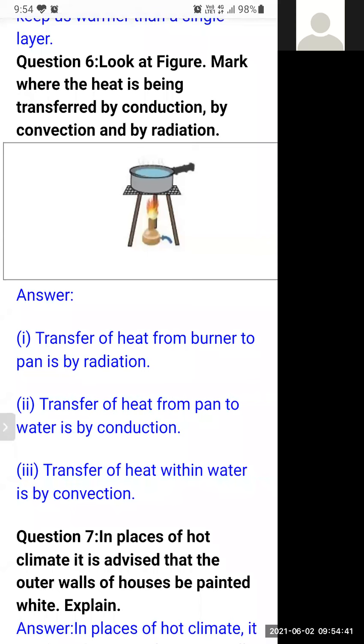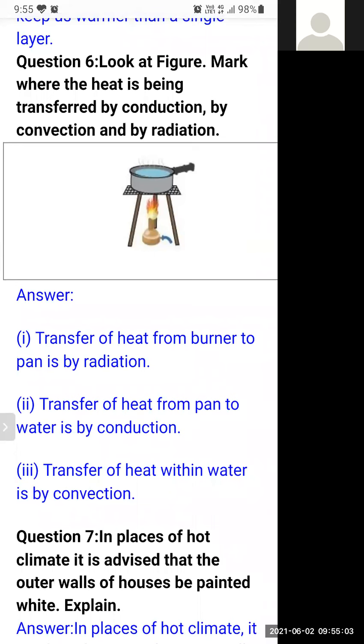So the transfer of heat from burner to pan, burner to this container, by which method? Radiation. There is no actual contact, but heat is transferring from the burner to the pan. If no actual contact is there, then what is this? Radiation. Okay. Now the heat reaches the pan.